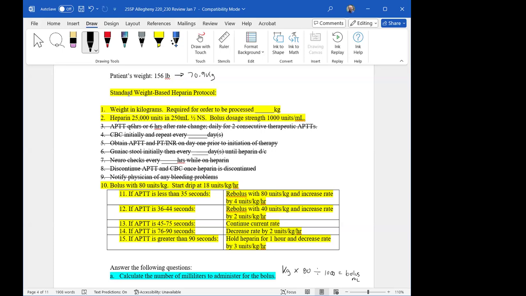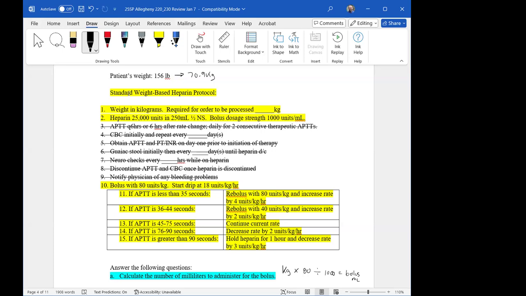So basically, the weight-based heparin protocol is asking you to do a couple of things. It wants you to be able to practice converting pounds to kilograms, and it wants you to be able to calculate a bolus dose in milliliters and an infusion rate in milliliters per hour. So when you do this question on the test, you're basically going to be answering two questions within the one question. Question one, calculate the bolus in milliliters. Question two, calculate the infusion rate in milliliters per hour. So we're going to walk through that.